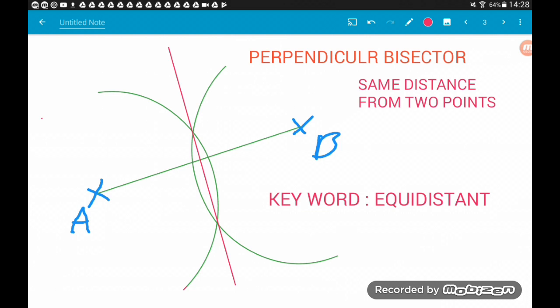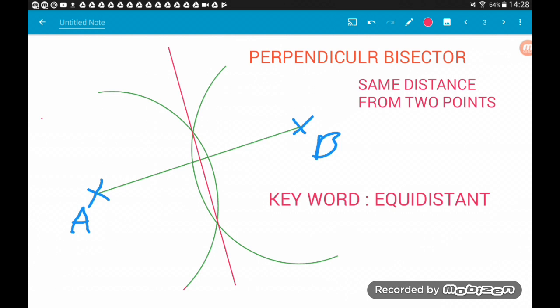So perpendicular bisectors are how we find the loci of points that are exactly the same distance from 2 points. Now this might also be worded as equidistant. Equidistant means exactly the same distance. So let me briefly go over how we construct this guy.